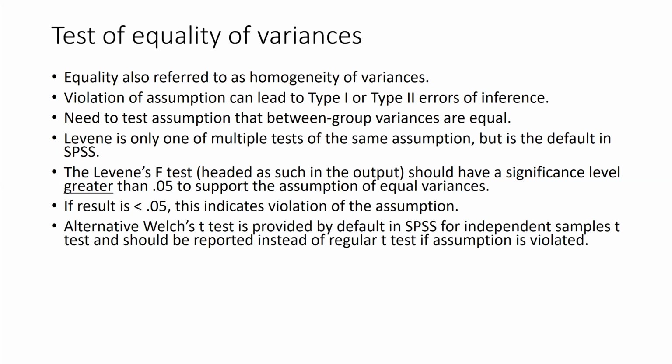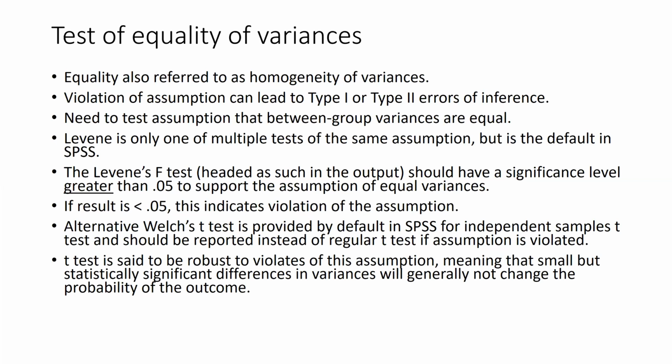If you violate the assumption, SPSS by default with a t-test of independent sample means provides something called the Welch's t-test. And that's an alternative test with adjustments to the formulas that you can use to report the result of the comparison instead of the regular t-test when the assumption is violated.